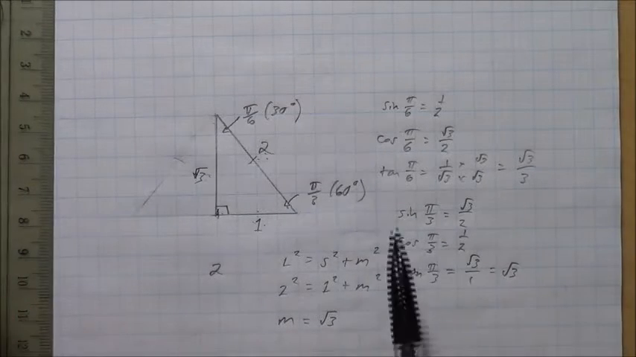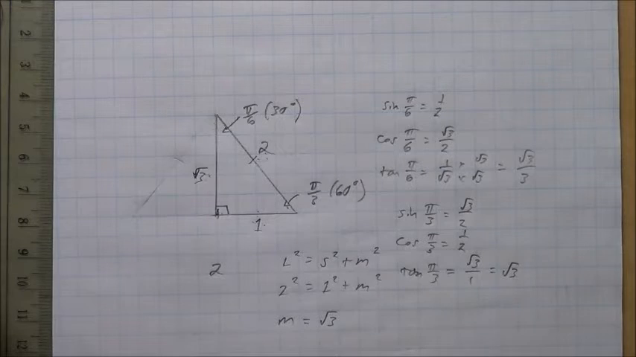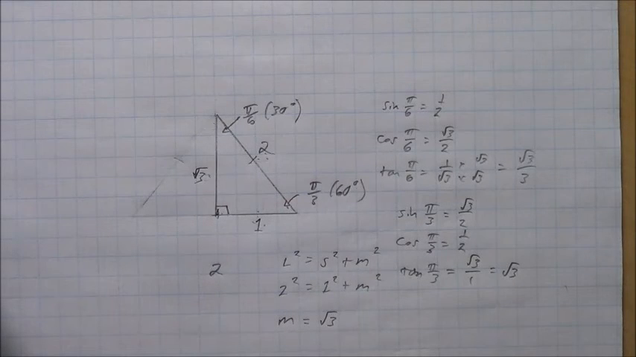Okay, so that's the special triangle for the 30-60, or the pi by 3, pi by 6 triangle. And hopefully, if you have seen it developed like this, hopefully it'll help you remember it.